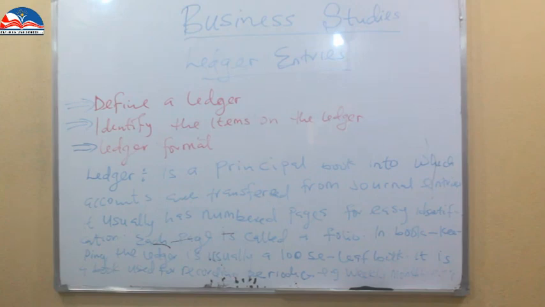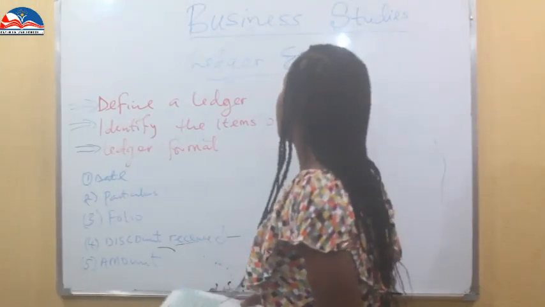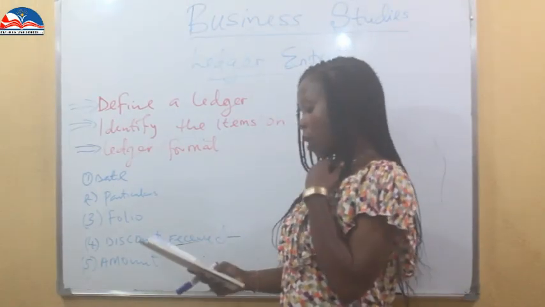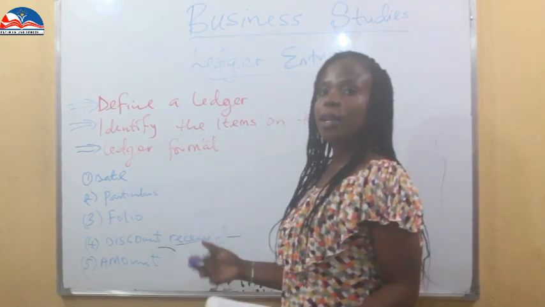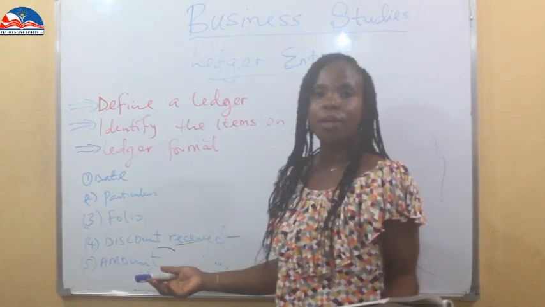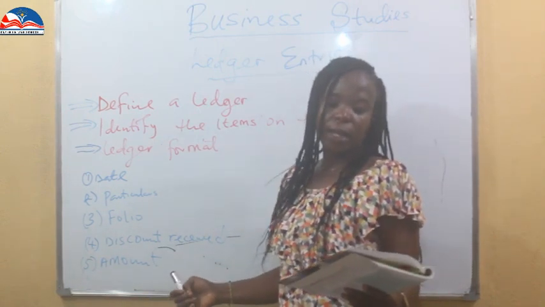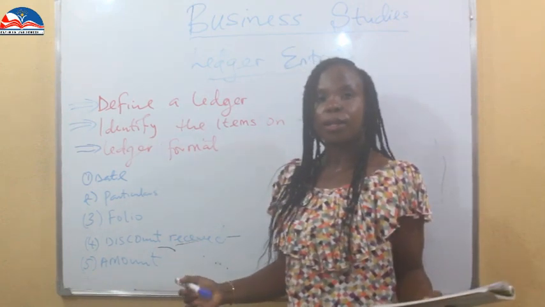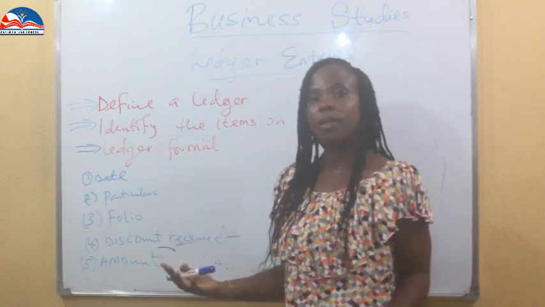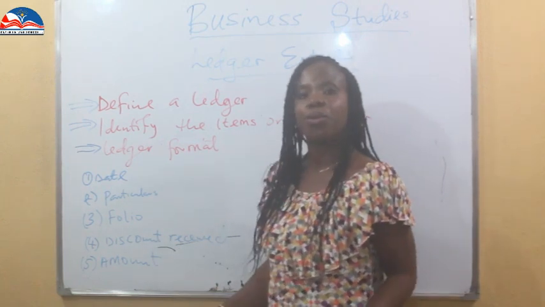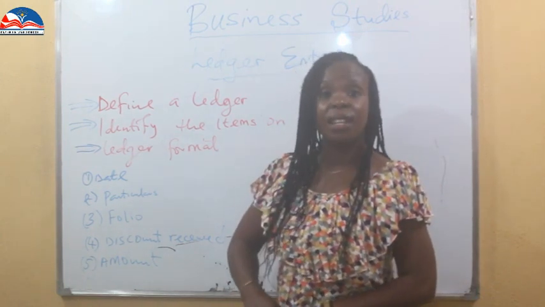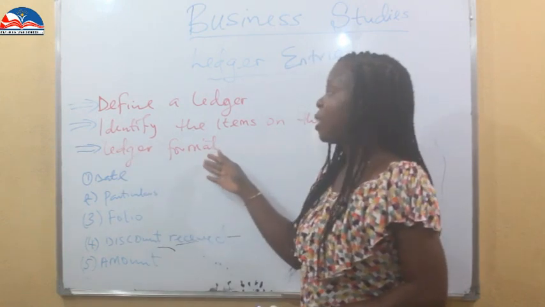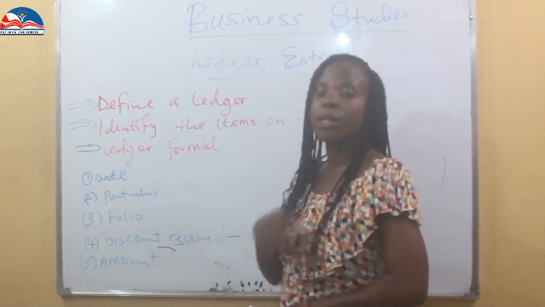Now, let's identify the items on the ledger, our second objective. We have seen what the ledger is, and we have seen that the ledger has folio numbers. We've equally seen that it's a book that transfers entries from the journal down to that book, which is the ledger. What are the items found in the ledger? I'm going to mention them. Thereafter, we'll take the last objective, which is the format. I will rule the format for you.